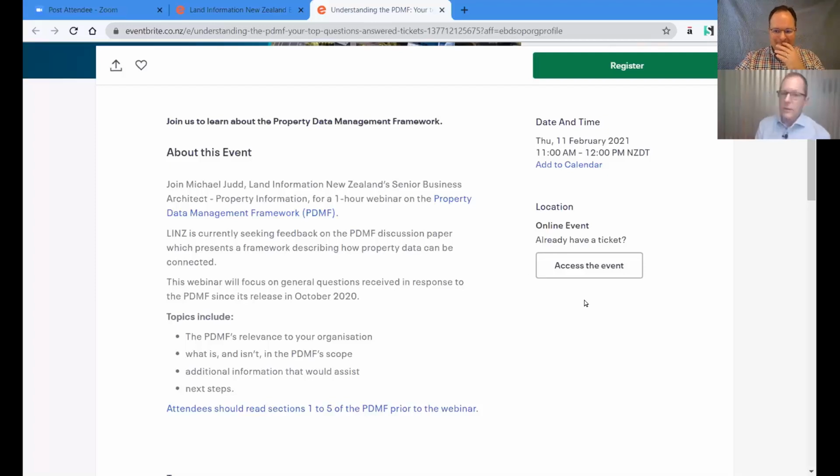Thanks, Duane. So the Property Data Management Framework started life as a project of the Canterbury Spatial Data Infrastructure Program, in response, of course, to the earthquakes in Canterbury in 2010 and 2011. It was one of the 8 projects selected for the Spatial Data Infrastructure Program that LINZ ran, and it was in response to property information not working very well in the response to the earthquake.